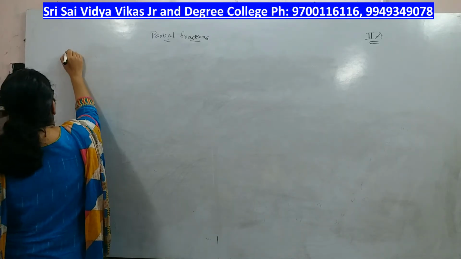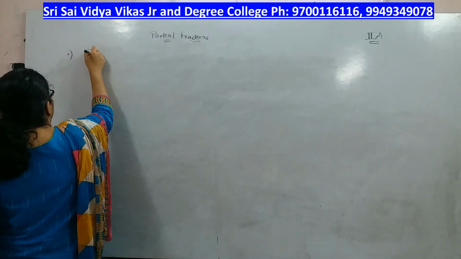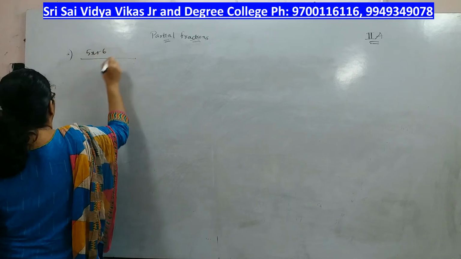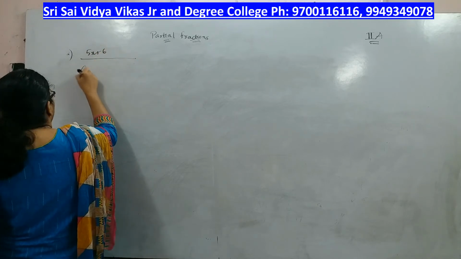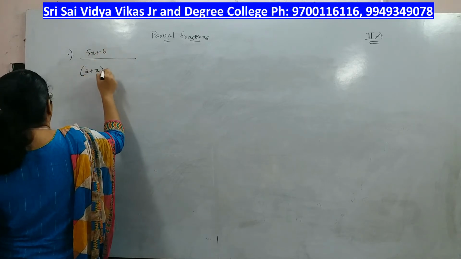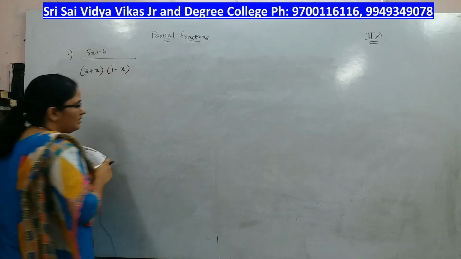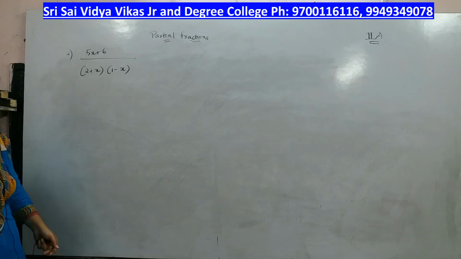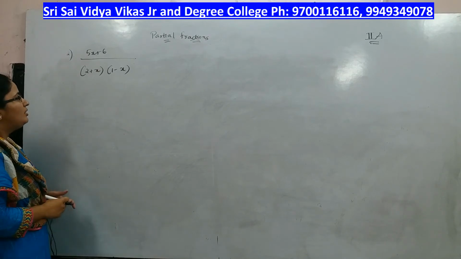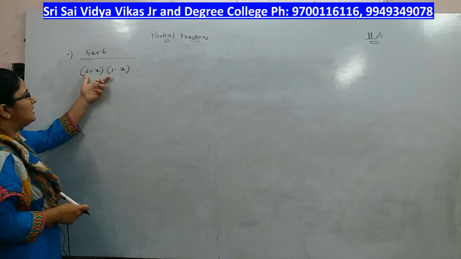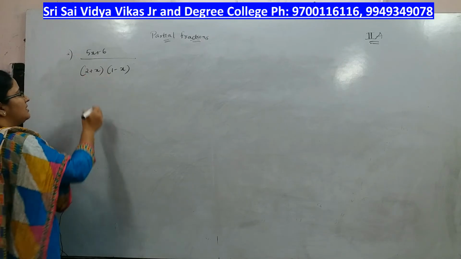Next problem: (5x + 6) / ((2 + x)(1 - x)). Here you have 2 factors in the denominator, so you will get 2 partial fractions.